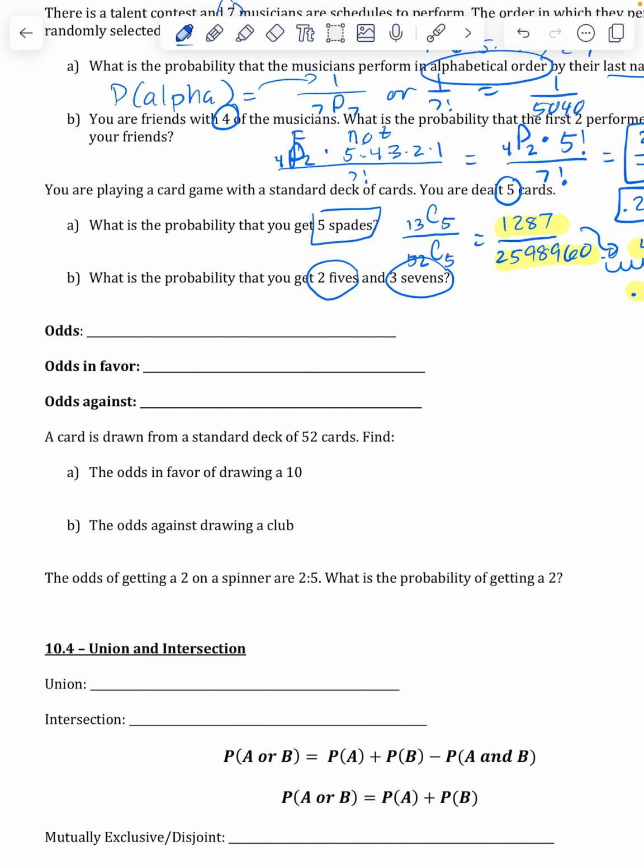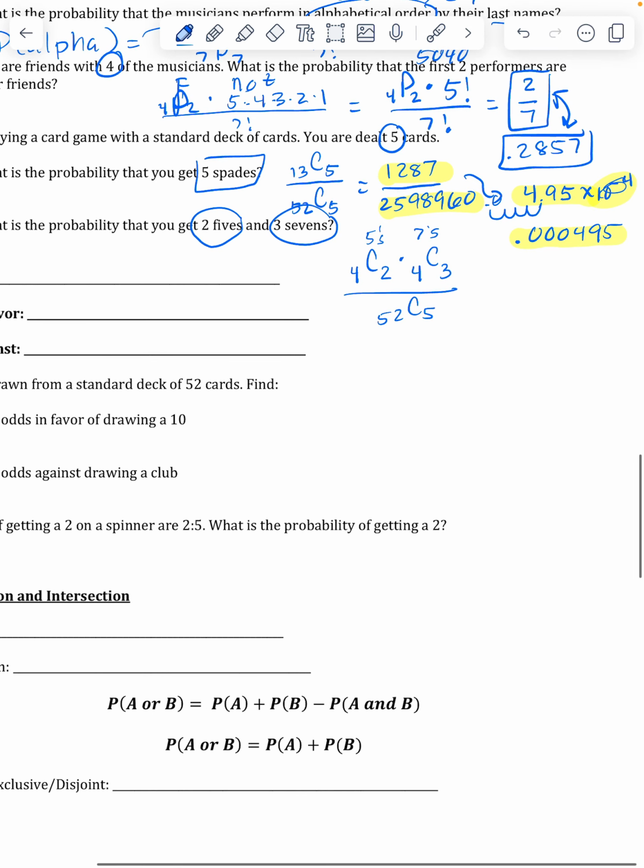Okay, well, let's look at that. In order to get 5s, there are 4 5s, one of each suit, and you're going to choose 2 of them. And then to get 3 7s, there are 4 7s, and you're going to choose 3 of those, over, again, the 52 choose 5, because that's all the different ways you could get 5 card hands.